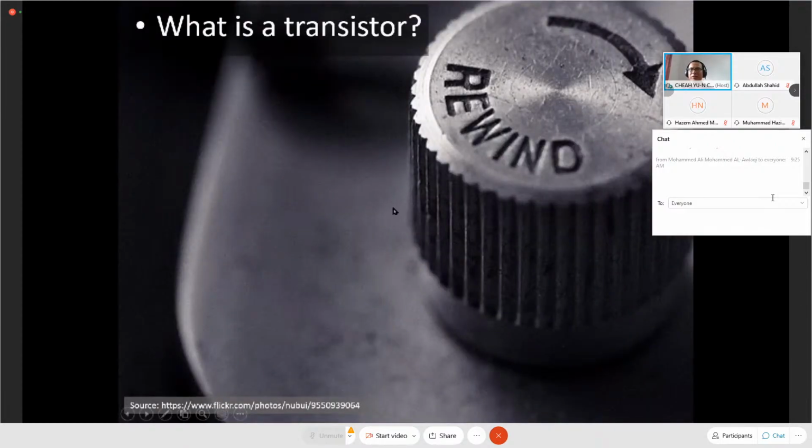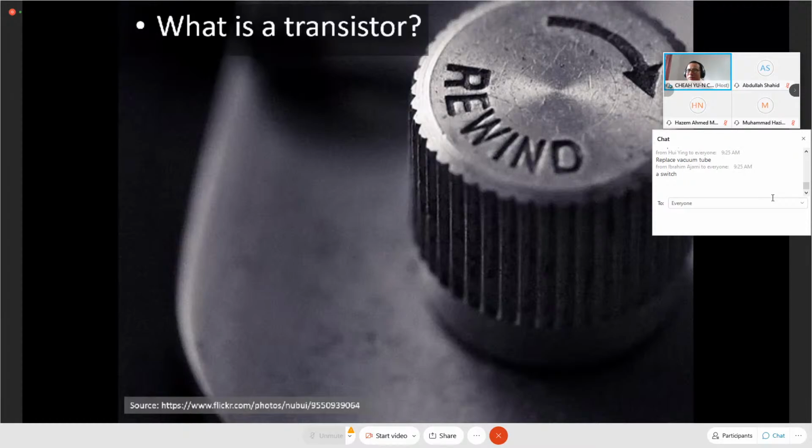So as a rewind for this particular short section, what is a transistor? Again, can you please just quickly share in your chat, okay? What is a transistor? Okay, going through the chat box. Upgraded vacuum tube. Yes, that's true. It's an upgraded vacuum tube, but not a vacuum tube anymore.